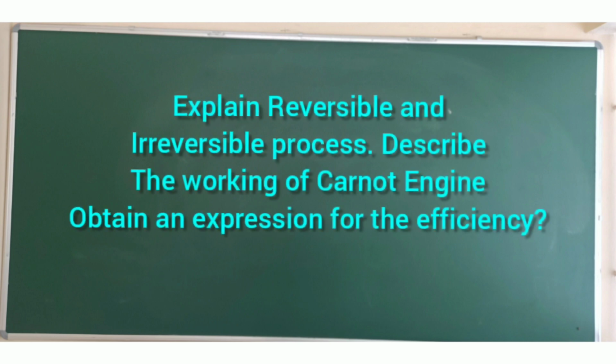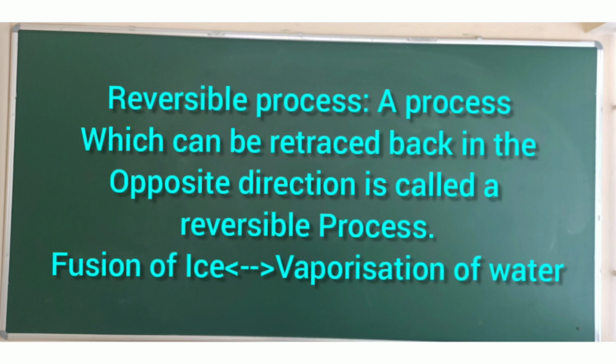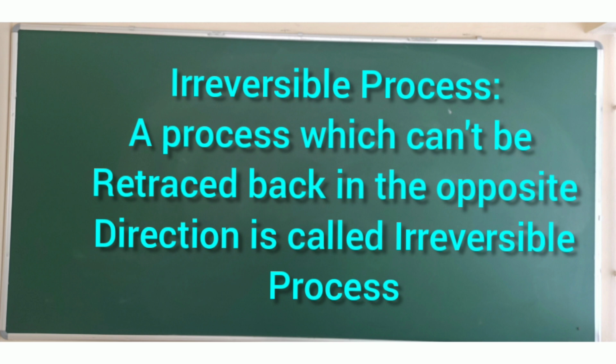Explain reversible and irreversible process. Describe the working of a Carnot engine. Obtain an expression for the efficiency. So let's see what is a reversible process. A process which can be retraced back in the opposite direction is called a reversible process, for example fusion of ice, vaporization of water. Similarly, an irreversible process is a process which cannot be retraced back in the opposite direction.